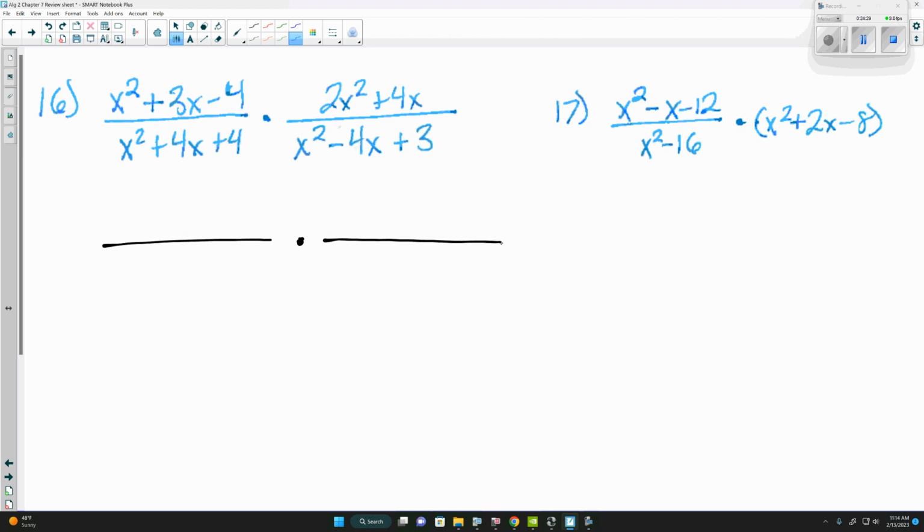Now with 16, again, the first thing I would do is factor. And the place I would start is whichever one of these 4 spots, the 2 numerators and 2 denominators, looks like it'd be easiest to factor first. I'd say the 2x squared plus 4x, because they have a greatest common factor of 2x. And if I take 2x out of 2x squared, I have x plus 2. Because if I factor a 2 out of 4, I'm left with 2, and the x factors out completely.